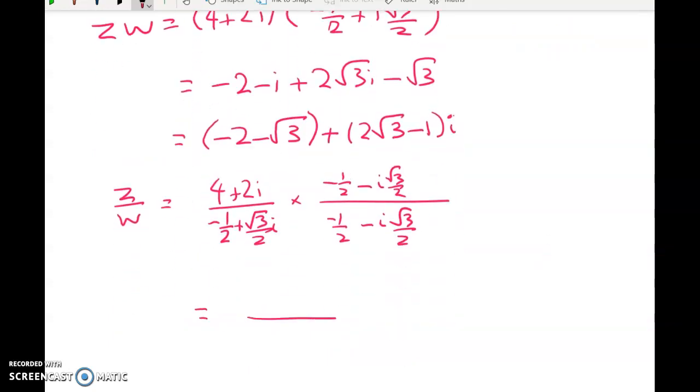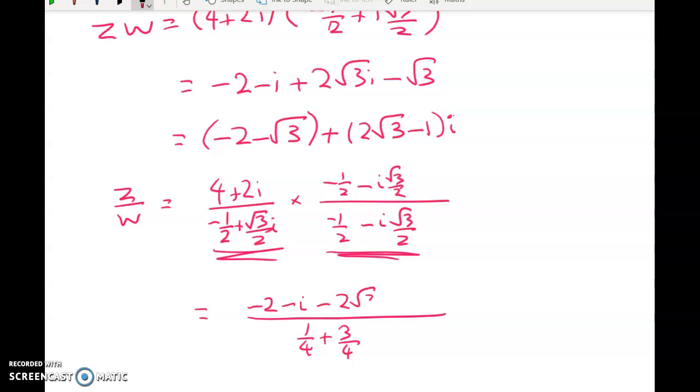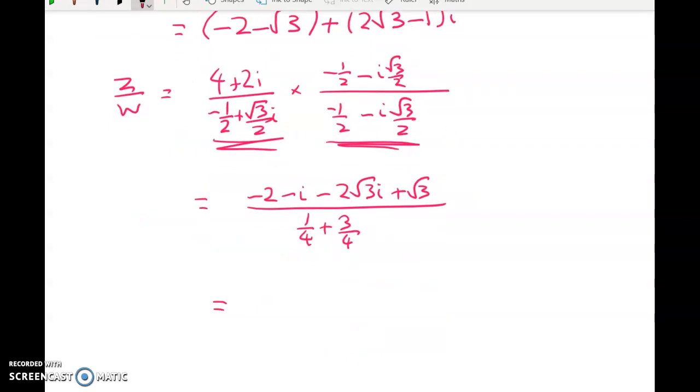Okay, so cleaning up the bottom line. Here we're going to get 1/4 plus 3/4. And then the top line, the numerator, we have negative 2 minus i minus 2 root 3i plus root 3. And all of that cleans up to give us a really nice complex number, which is negative 2 plus root 3 plus i times negative 1 minus 2 root 3.